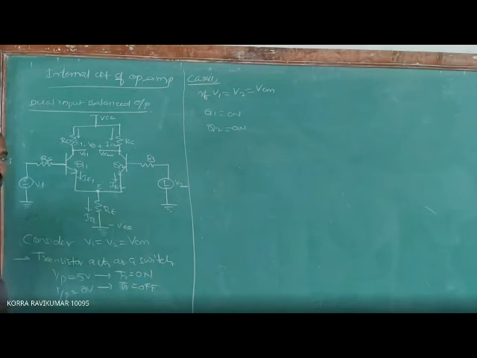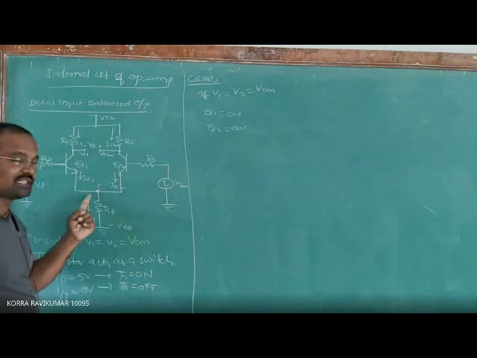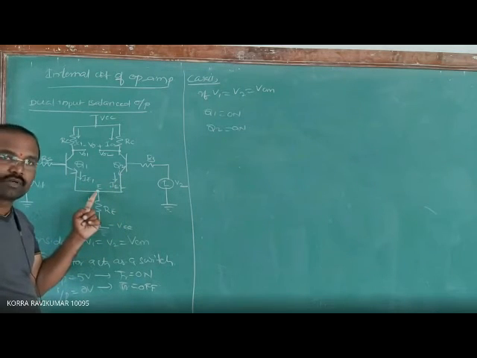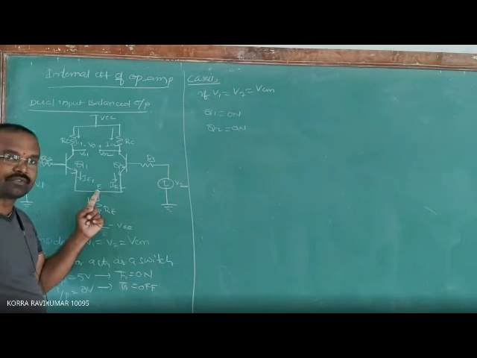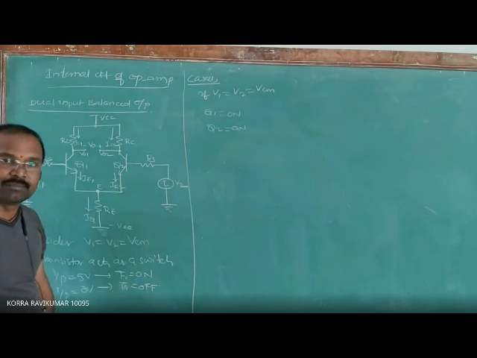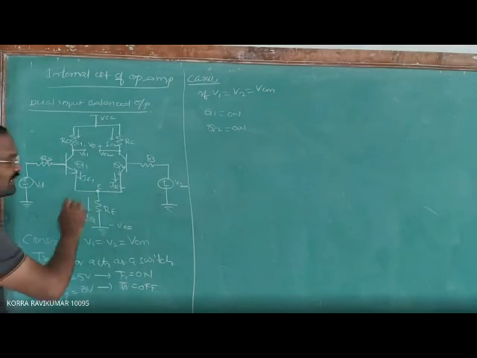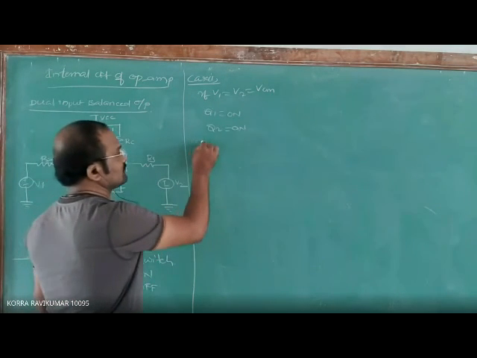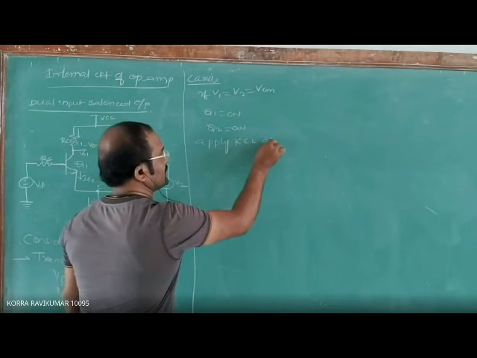Now, this is a node, the emitter node. This is the node where both emitter terminals are connected. This is the emitter of the first transistor, this is the emitter of the second transistor. Both are connected at one point, and the emitter resistor is also connected here. So this is a node, named E, the emitter node. So apply KCL at node E. Apply Kirchhoff's current law at node E.